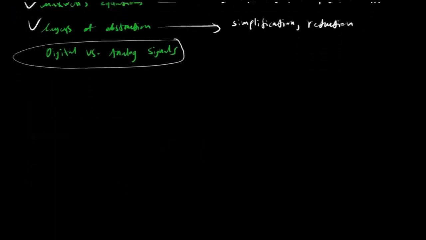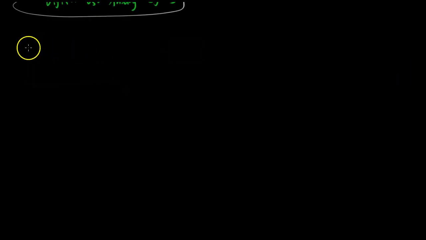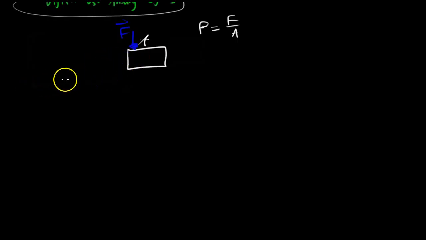Okay, so now digital versus analog. Let's say we have some kind of device, something that we need to know the pressure that is exerted on it. So for example, it has some certain surface area up here and somebody's exerting a certain pressure on it, which is a force, and just to refresh your mind, force divided by area is going to be pressure.